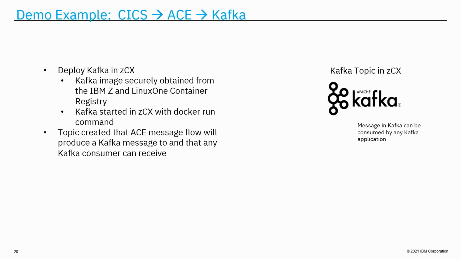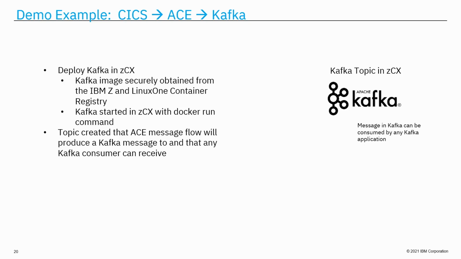So I'm going to deploy Kafka in zCX. The Kafka image can be securely obtained from something that we haven't talked about yet called the IBM Z and Linux One container registry. We'll talk about that more. The bottom line is there's a place out there you can just go grab this image securely and actually start that application with a Docker run command.